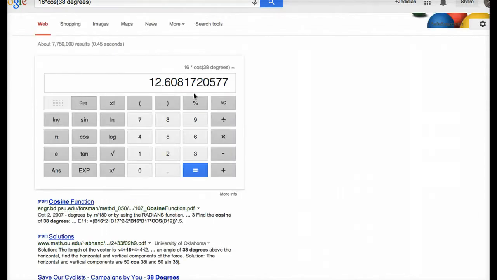So there we go. I type that in, and hey, what do you know? It comes out with a number. It says about 12.6. So I go back to this picture. That would tell me that this piece right here is about 12.6. That's cool. Let's do another one.